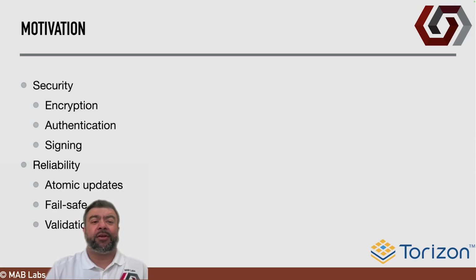We also want to incorporate some fail-safe mechanisms to ensure that if there's a failure in the update process, we have a built-in mechanism to make sure that either we can revert to an older version of our software, or there's some other mechanism in place that makes sure that we don't end up with a bricked device. And also validation. It falls hand in hand with security, to make sure that the image that we're updating to has been validated to some degree or through some process.